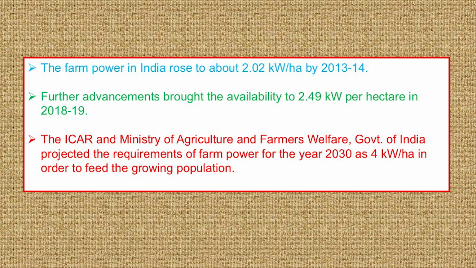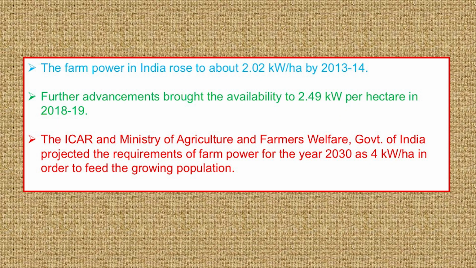So in this slide you can see that during 2011-12 the total farm power was around 1.84 kilowatt per hectare, but during 2013-14 it reached 2.02 kilowatt per hectare. The same increased to 2.49. You can say it as 2.5 kilowatt by the time of 2018-19. By 2018-19, the farm power available in India rose to 2.5 kilowatt per hectare.